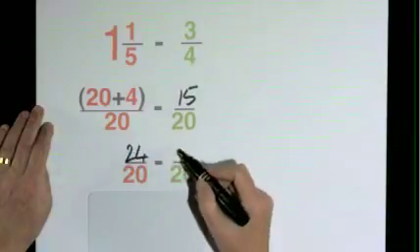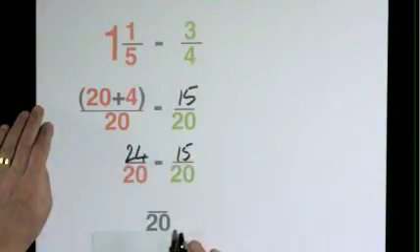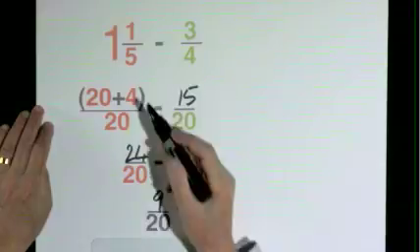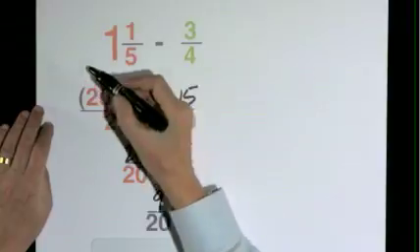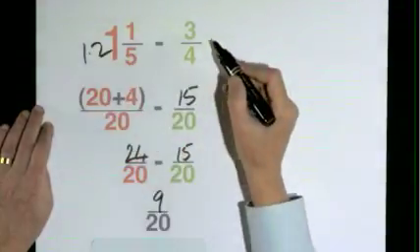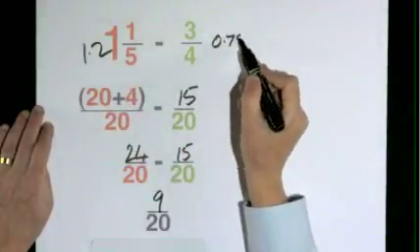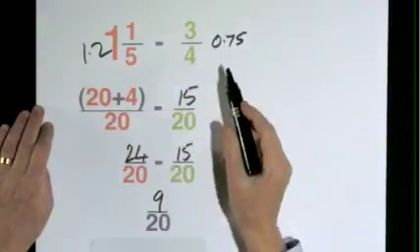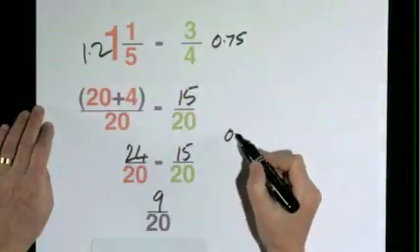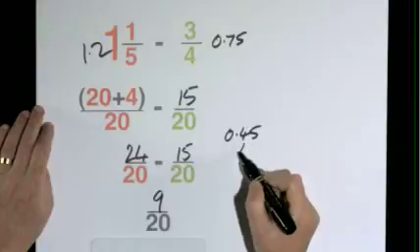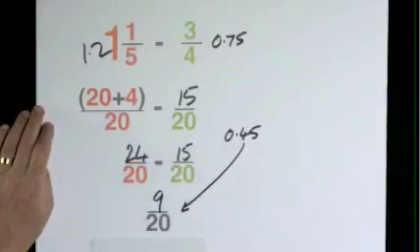24/20, subtract 15/20, which is 9/20. Check with a decimal. The decimal for 1 1/5 is 1.2. 3/4 is 0.75. 1.2 subtract 0.75 is 0.45, which is the decimal for 9/20.